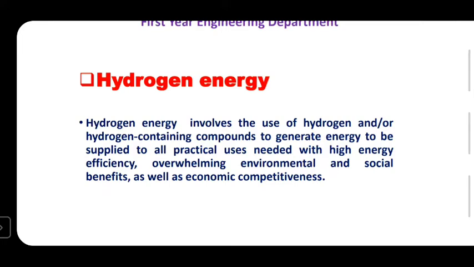There are various methods of producing hydrogen. All of you write down one line: hydrogen is the simplest element in existence, and hydrogen is available most abundantly in the earth's crust. Now, there are various methods of formation of hydrogen. There are generally two methods usually used to produce hydrogen.